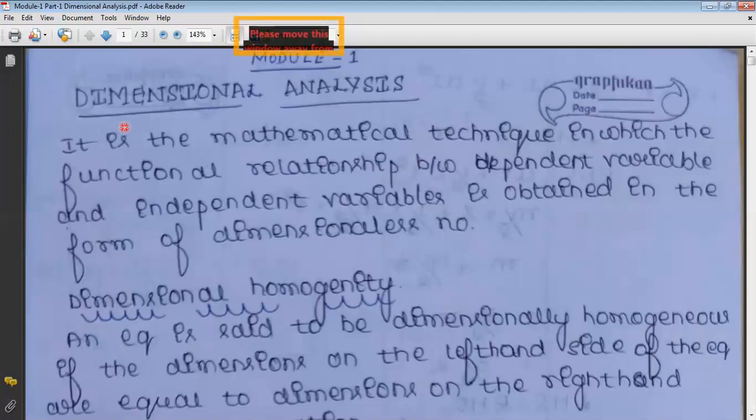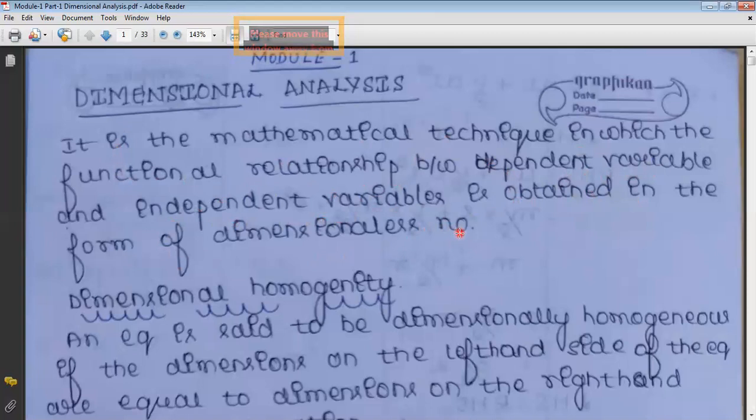Now we'll go into the definition of dimension analysis. It is a mathematical technique in which the functional relationship between dependent variables and independent variables is obtained in the form of a dimensionless number.